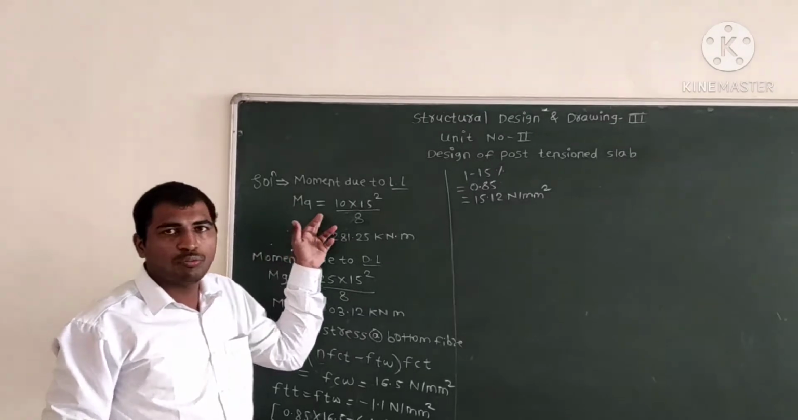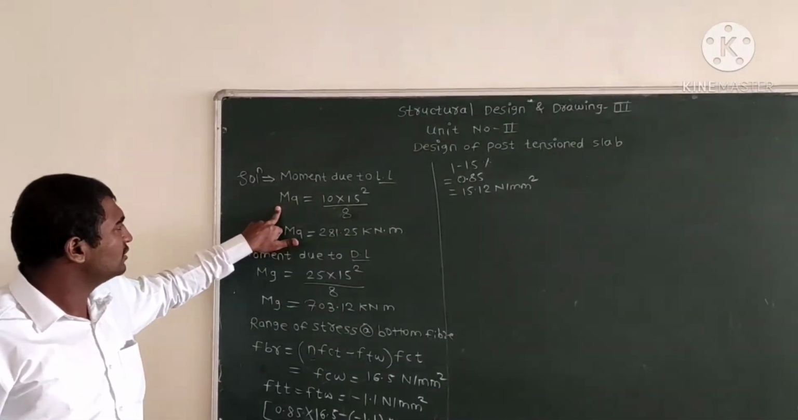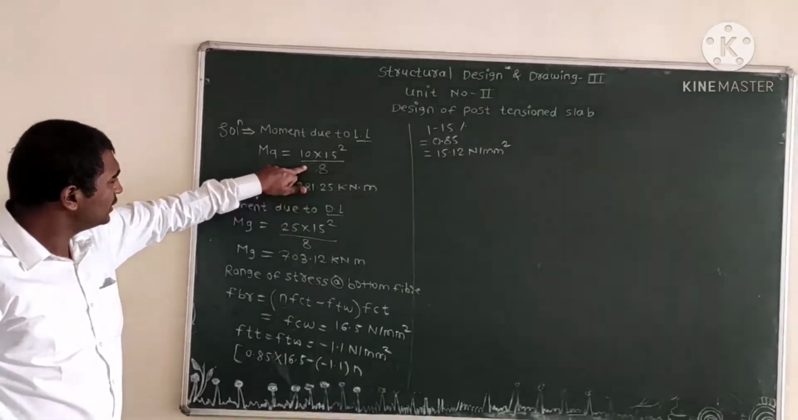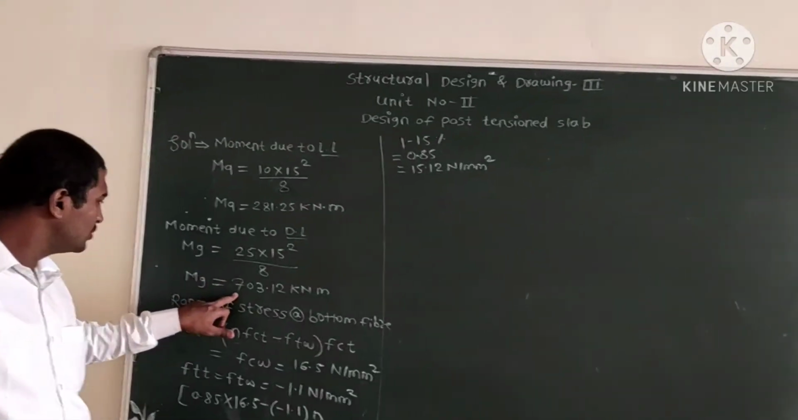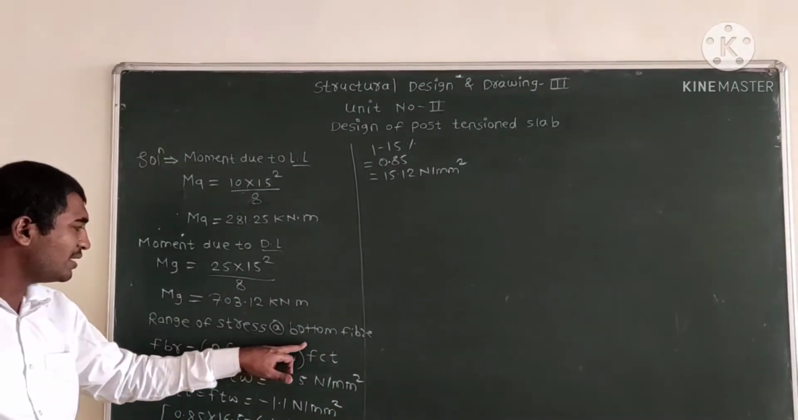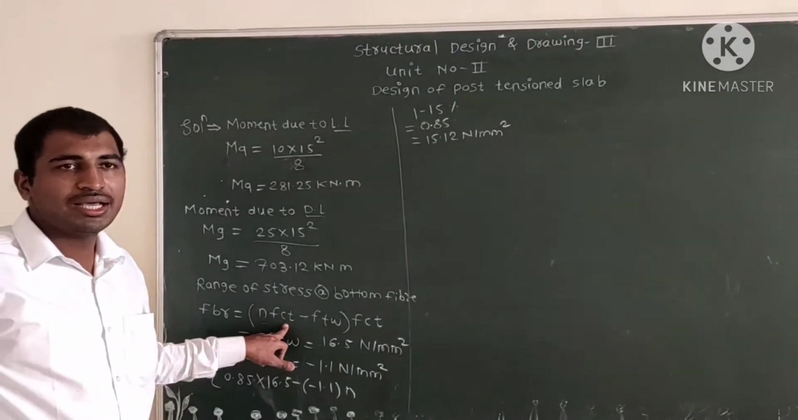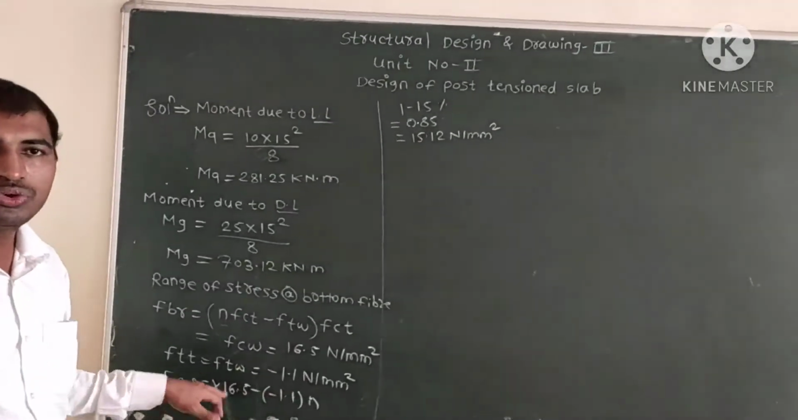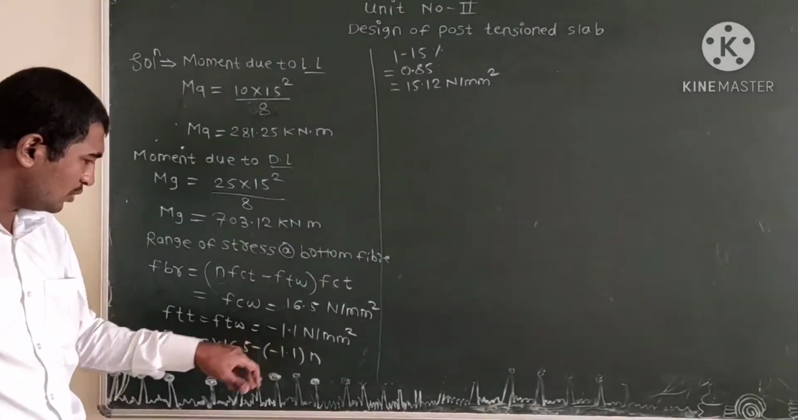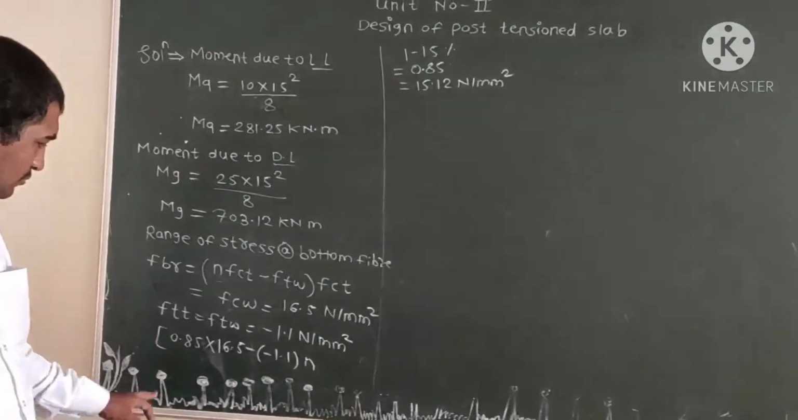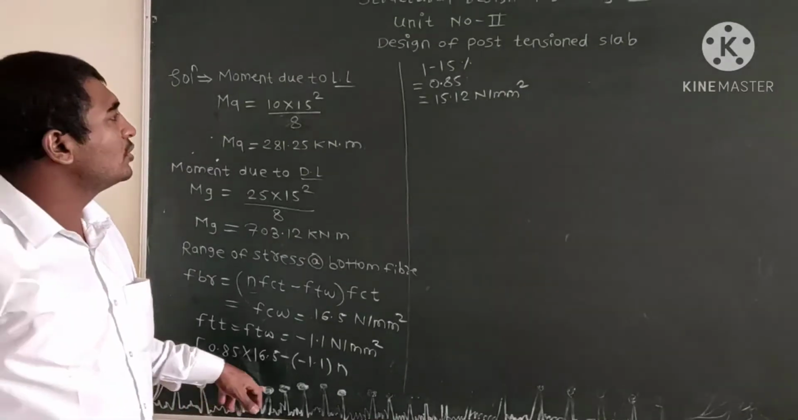First of all, find out the moment due to the live load, formula WL square by 8. Put in these values. Then dead load is WL square by 8. Then find out these values. Then range of stresses at bottom fiber is FBR. This formula is given in the IS code. Use this formula and put the values. We get FTP and FTW is minus 1.1 Newton per mm square. Put these values. Then 15.12.